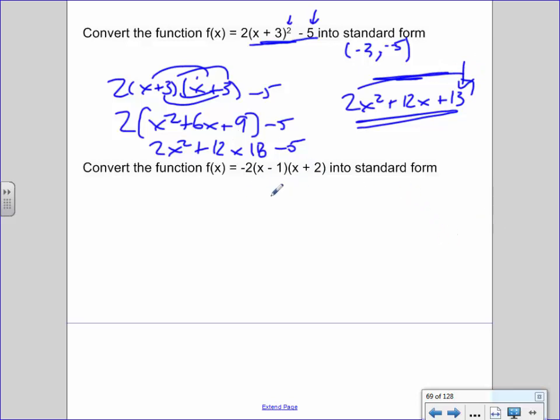Okay, let's talk about this next one right here. How would you describe this format of a quadratic? What form is it currently in? Yeah, it's in factored form, right? What is factoring good for? Your roots, your x-intercepts. I already know what my x-intercepts are. My x-intercepts are at 1 and negative 2, because this 1 and this negative 2 is what makes it equal to 0. So that's a great use for factored form.